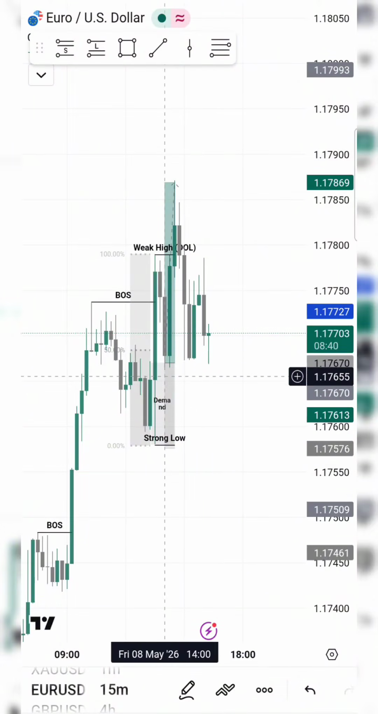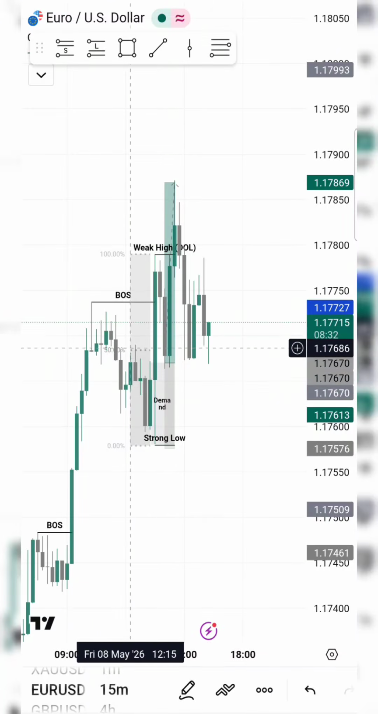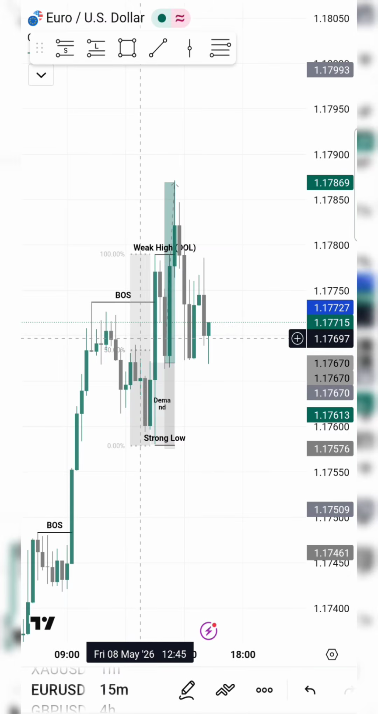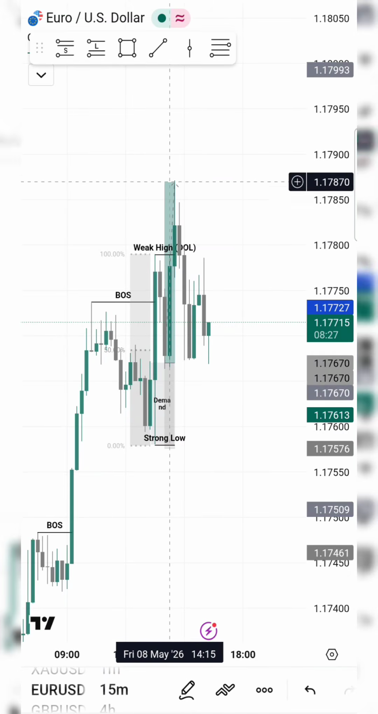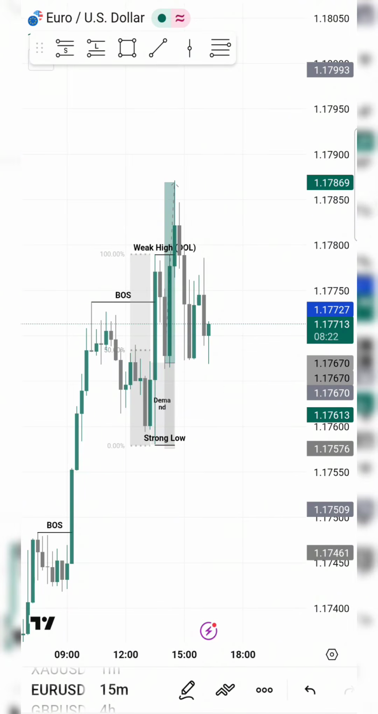So it finally gave us a demand zone here, and then it entered here, placed the stop below the strong low, and as you can see, the demand zone was just before the 50% level, which was a better idea. And then it went straight a little bit above the weak high, and now it's having this retracement.